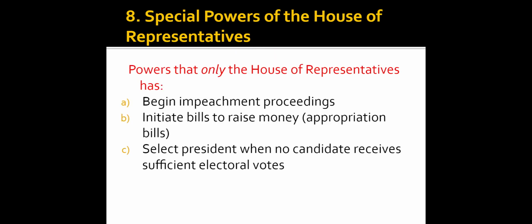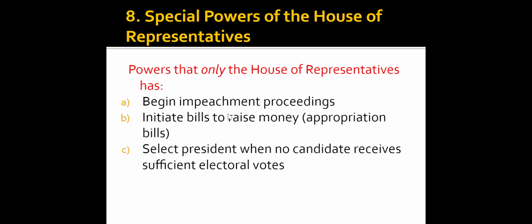And the last piece for today, special powers of the House of Representatives. It's up to the House of Representatives to begin the impeachment process. It takes a majority of the House of Representatives to impeach either a member of the executive branch, like the president. That's what we usually think of when we think of impeachment, is impeaching the president. But members of the judicial branch can also be impeached. Supreme Court justices or any federal judges can be impeached. It takes a majority of the House to impeach a member of another branch.